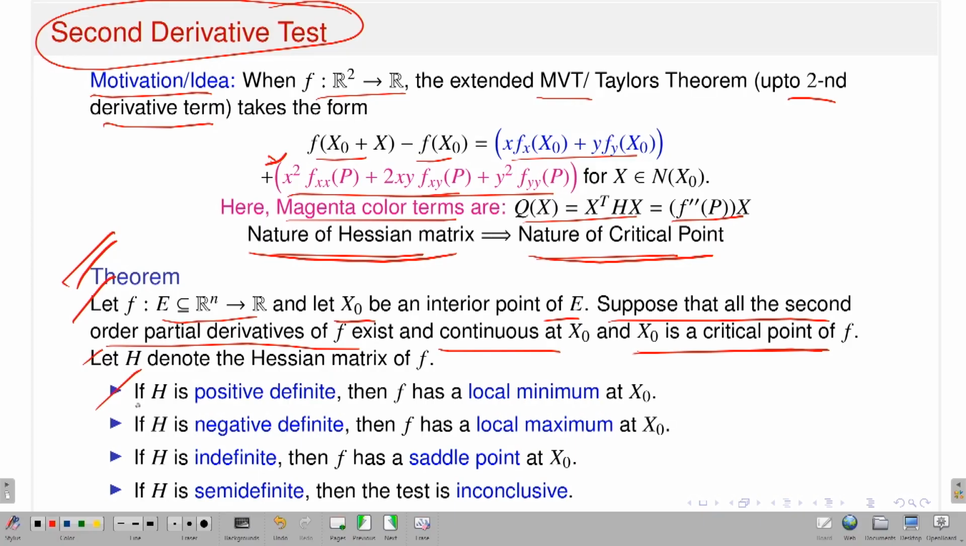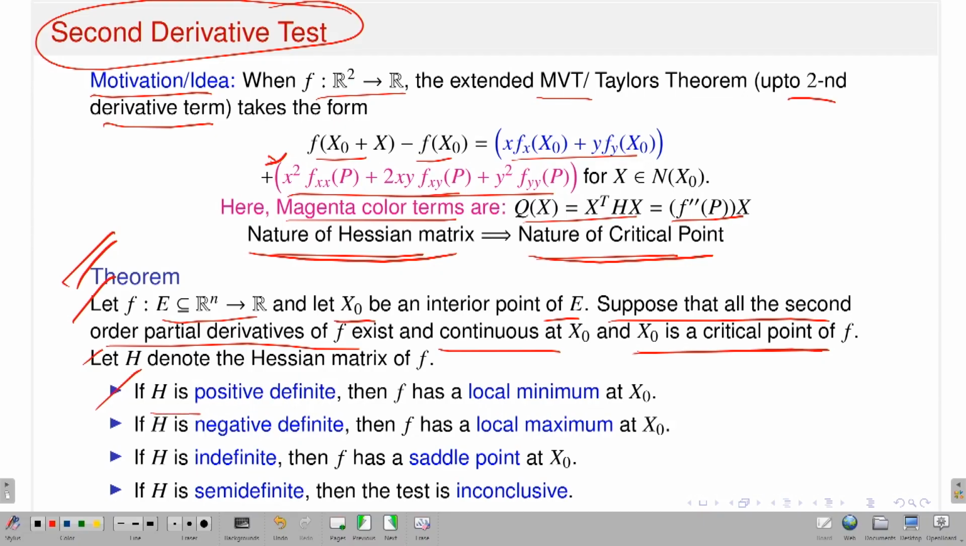Of course, first you ensure that your Hessian matrix is a symmetric matrix, because the second order partial derivatives exist and they are continuous. So, therefore, it is a symmetric matrix. Now I can talk about the notion of positive definiteness of my symmetric matrix. I already talked about how, for a symmetric matrix, in terms of eigenvalues, if all the eigenvalues are strictly positive, then I am saying it is positive definite.